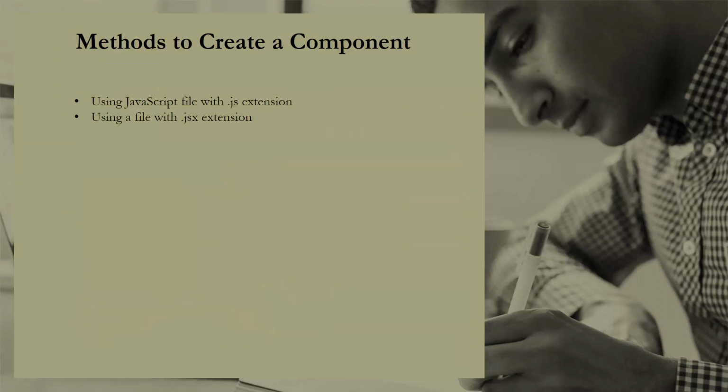Now let us understand the various methods to create a component. There are mainly two methods to create a component using React. Number one, either using a JavaScript file with the .js extension, or by using a file with the .jsx extension. We will be discussing the .jsx file in our later videos. However, let us now mainly focus on the .js JavaScript file. There are mainly two types of components that can be created using a .js file: stateless functional components or stateful class components.